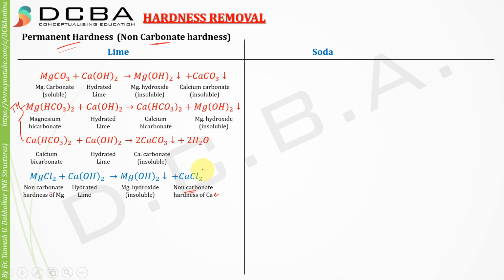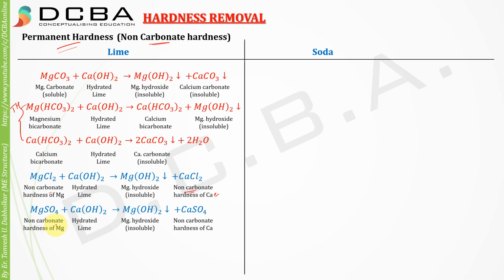Again, one more non-carbonate hardness we'll see, MgSO4, magnesium sulfate. Plus hydrated lime will give you magnesium hydroxide, insoluble, and calcium sulfate, which is non-carbonate hardness of calcium. One more non-carbonate hardness is dissolved carbon dioxide. So free dissolved carbon dioxide plus hydrated lime will give you calcium carbonate, which is insoluble, plus 2 times H2O.